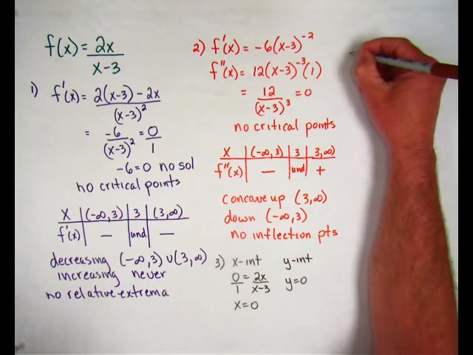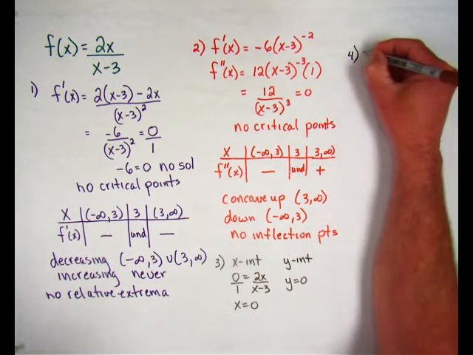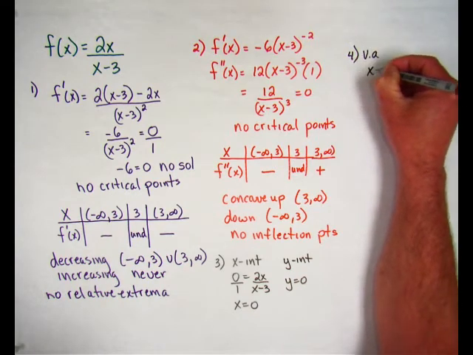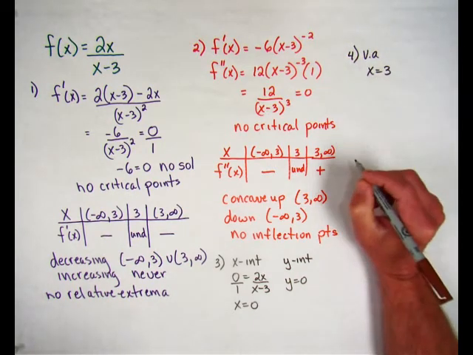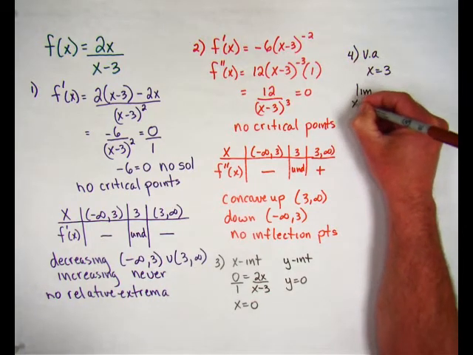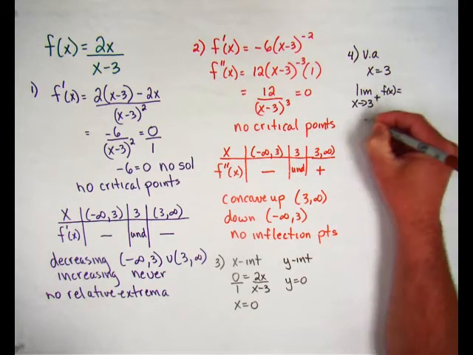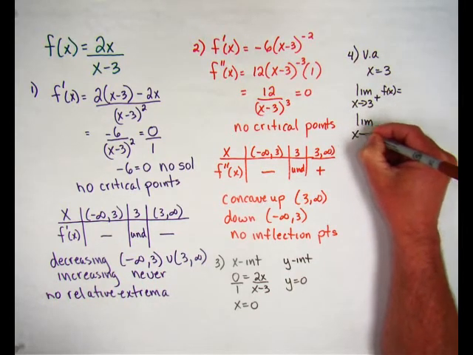In step 4, we're going to analyze the asymptotes. The vertical asymptote in this case would be x equals 3. That's what would give us 0 in the denominator. So we do our limit statements. What's the limit as x approaches 3 from the right of the function? And what's the limit as x approaches 3 from the left?